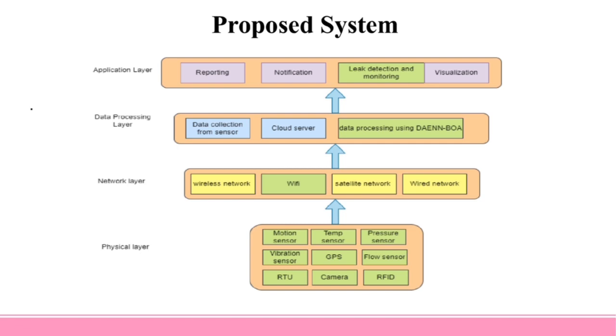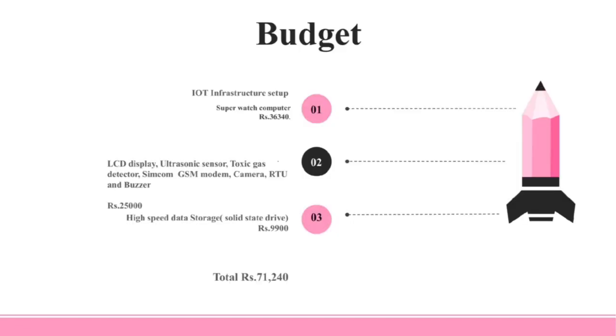Budget. The budget of this project is about 71,240, and the cost of sensors is about 25,000, and the IoT infrastructure setup will be 36,340.